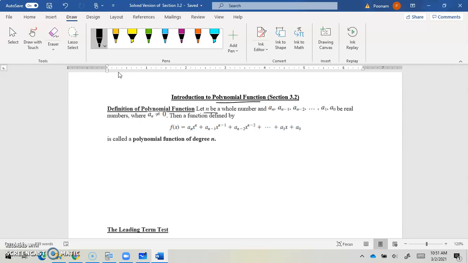Let n be a whole number. a_n, a_(n-1), a_(n-2) and so on until a_0 be real numbers where a_n has to be non-zero, that is for sure. Then the function defined by a_n x^n + a_(n-1) x^(n-1) + a_(n-2) x^(n-2) and so on until a_0 is called the polynomial function of degree n.